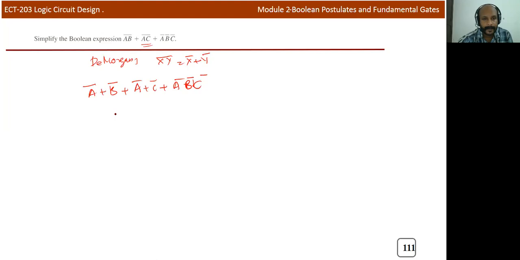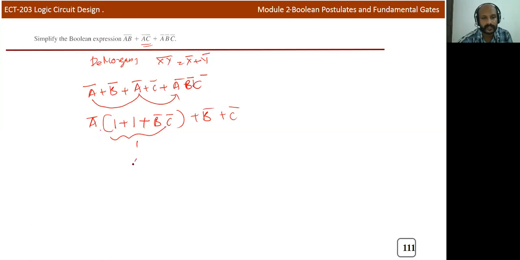Okay, and now I think you can take a bar from this term, and it becomes a bar into 1 plus b bar c bar. And the remaining is b bar plus c bar, and this is an OR operation with 1, so the result will be 1. And if you are performing AND with a bar, you will get simply a bar, then b bar plus c bar. So this is a simplified expression.